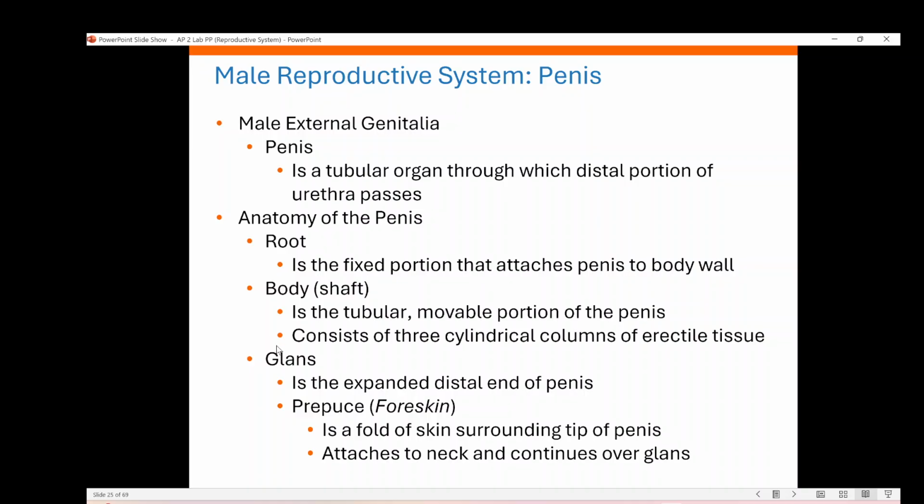Notice how it's spelled, right? Not gland as like a gland, right? There's no D, it's glans. This is the expanded distal end of the penis.